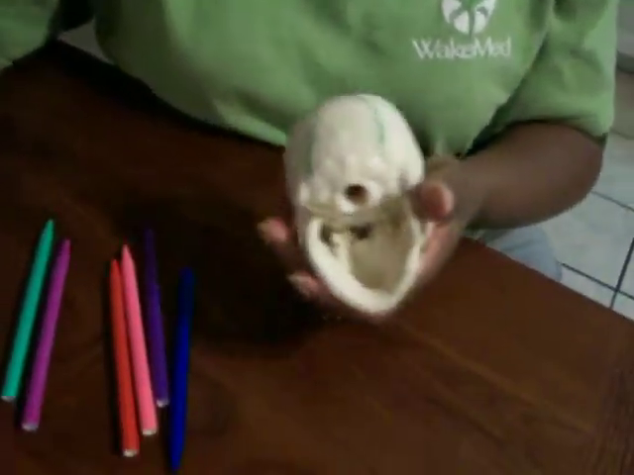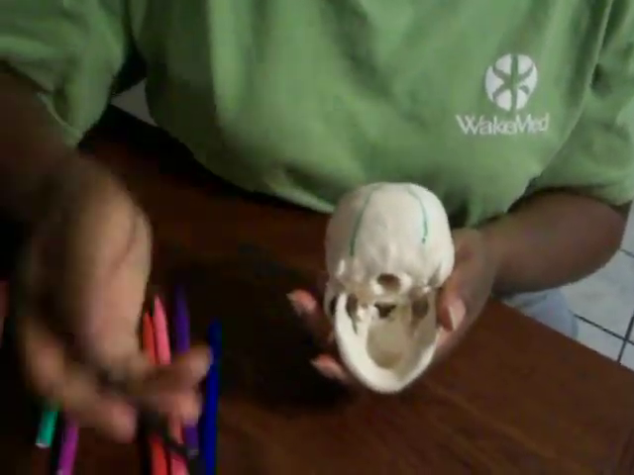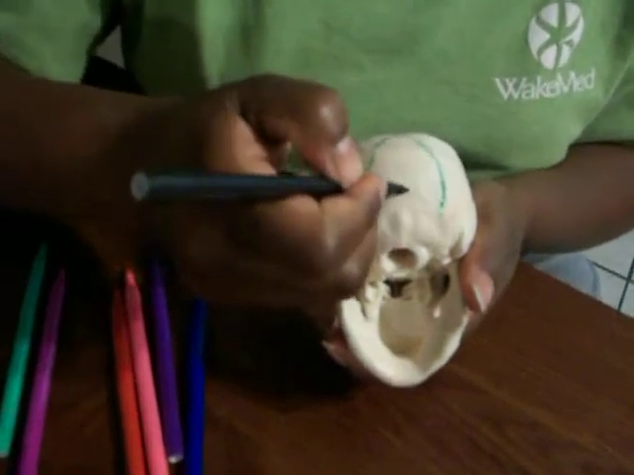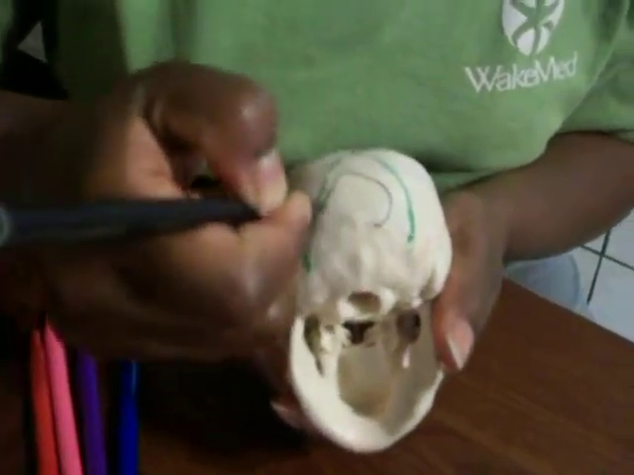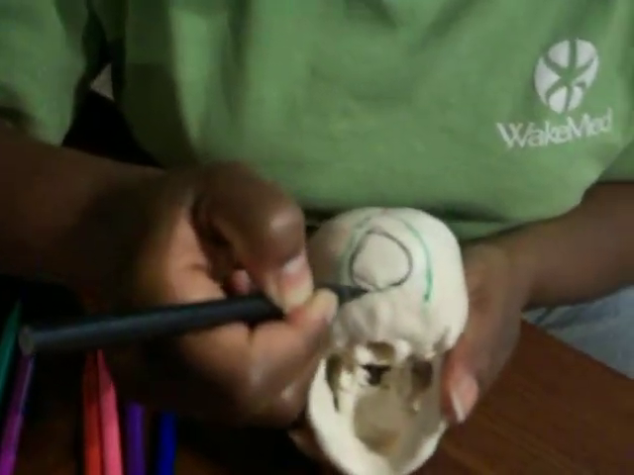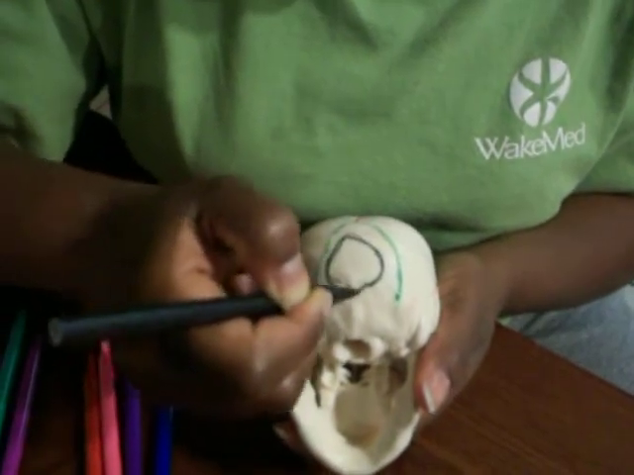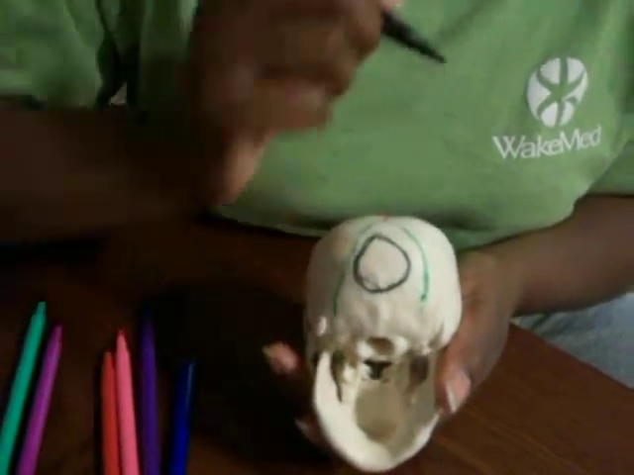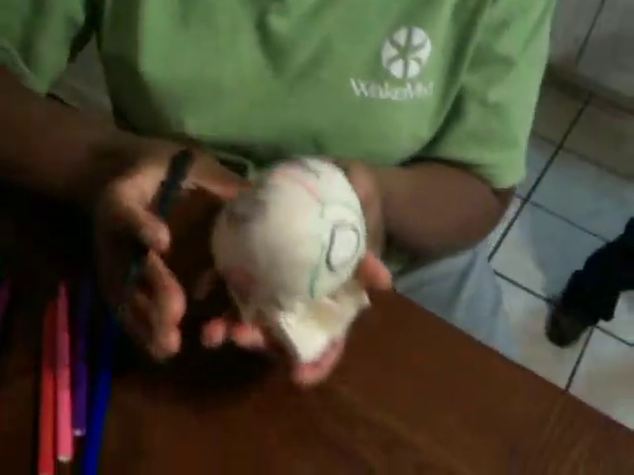So next, I'm going to show you the occipital bone. The occipital bone is located here in the back of the skull. This is the occipital bone. Next, I'm going to flip over and show you the bones of the face.